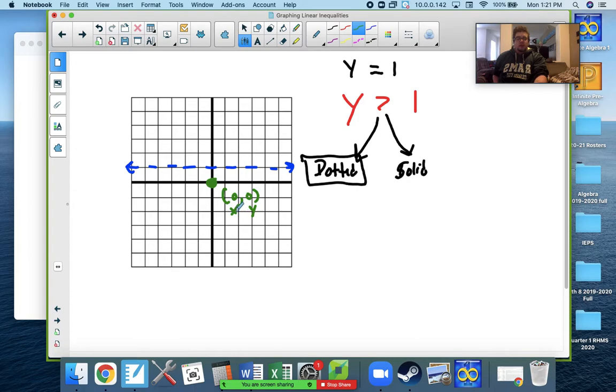In this particular case, I don't need to worry about plugging in for x because there isn't one. So I'm going to plug 0 in for y. So I get this statement: 0 is greater than 1. I ponder this question for a second, and I go, is 0 greater than 1? And the answer is no, it's not. That makes this point false. That means everything below this line is not a valid answer, meaning I have to shade above this line.